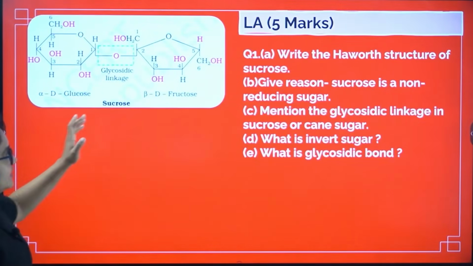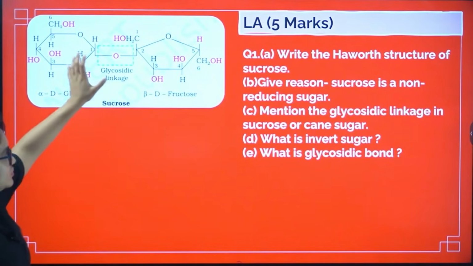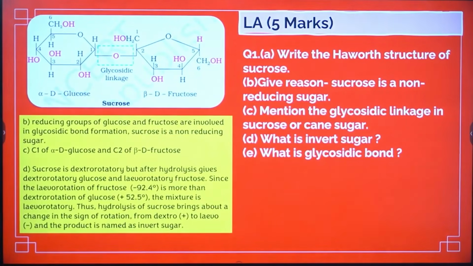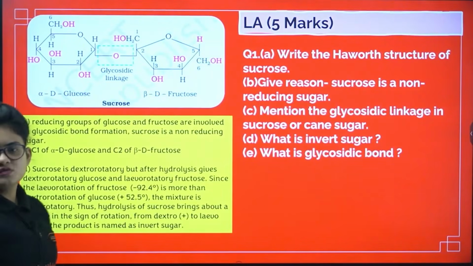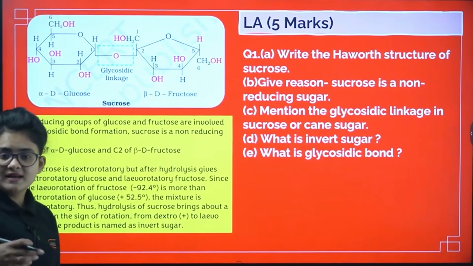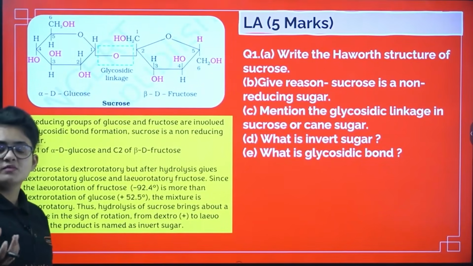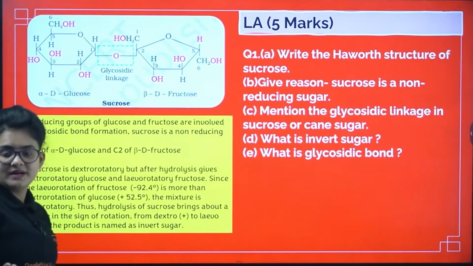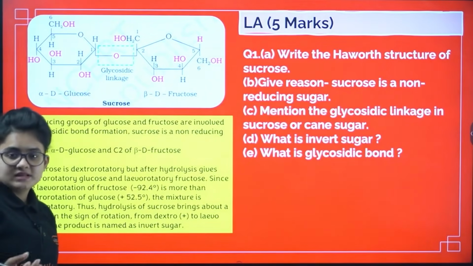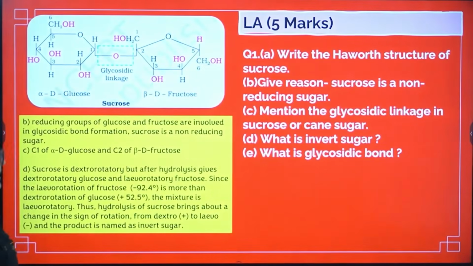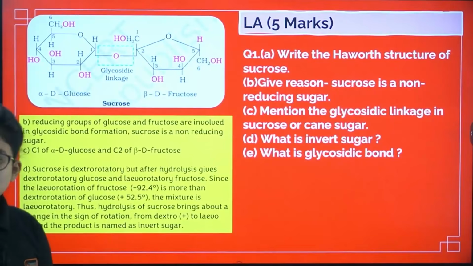If we proceed further, write the Haworth projection of sucrose. This is how you have to represent that. Give reason: sucrose is a non-reducing sugar. I already told you, the reducing group is not present in sucrose. Glucose and fructose are there, but the aldehydic units of glucose and fructose are involved in forming the glycosidic linkage, so they are not free to reduce Benedict's, Tollens' or Fehling's solution. Next question, mention the glycosidic linkage in sucrose, cane sugar. Basically alpha-D-glucose and beta-D-fructose.